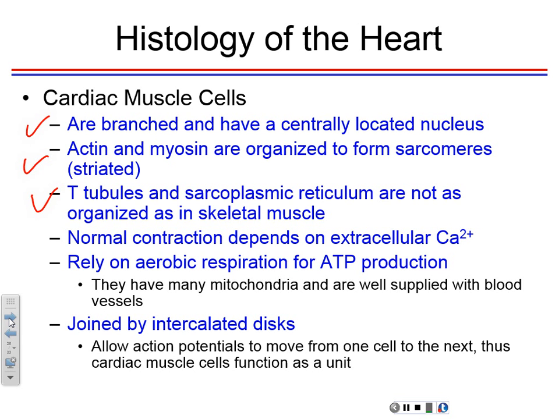So I'm going to ask you in the exam, why is it that cardiac muscle does not have well-organized T-tubules and sarcoplasmic reticulum? First you've got to know what the T-tubule is, and what the sarcoplasmic reticulum is and what it does. The T-tubule spreads the impulse. You've got intercalated discs, so you don't need it to be as well organized as in skeletal muscles, because skeletal muscles do not have intercalated discs. And then, of course, normal contraction depends on calcium, and the calcium is stored in the sarcoplasmic reticulum.